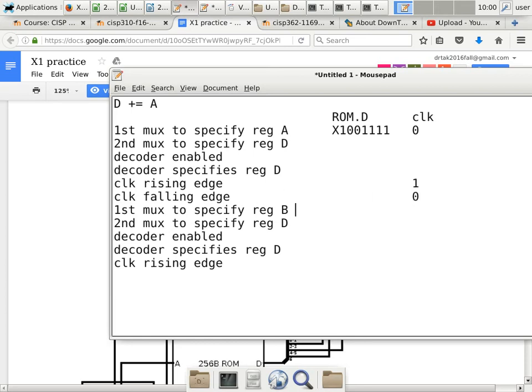And after the falling edge, we want a very similar pattern here, except it's going to be 0101, x1, 01, and then 1111 again. And the clock is already a zero. We want to have a rising edge. And that should do all the operations.